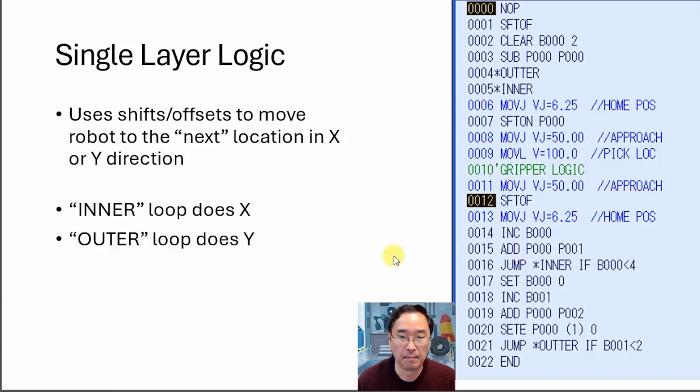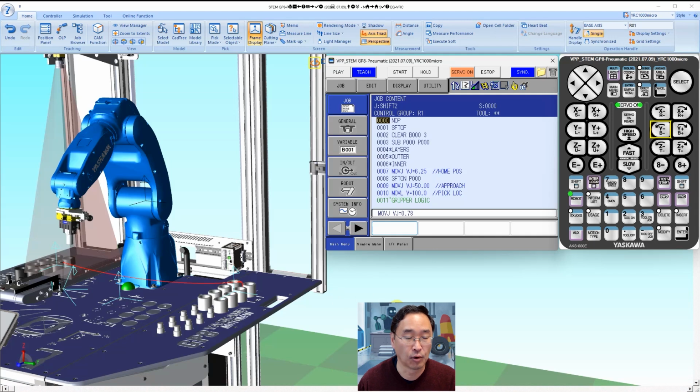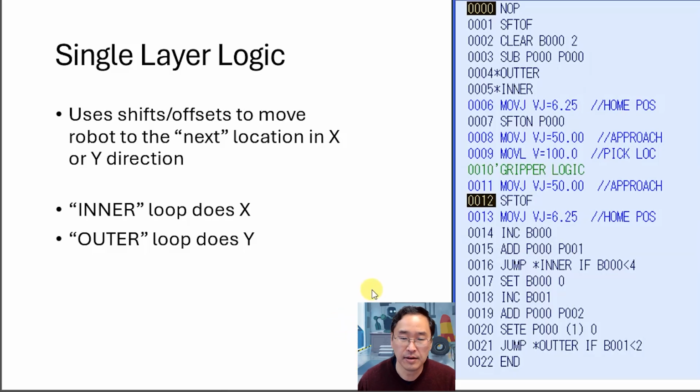You should be able to take what you've learned from this and the other video and apply it to the place side. As we know from the last video, we're using shifts or offsets to move the robot to the next location in the X or Y direction without having to move or teach each of those points. As I move from one point to the next, I've only taught this first point here. That's the power and advantage of using a shift instead of doing each individual point. In this logic, we have an inner loop and an outer loop, but before that, we do some housekeeping up top, as previously discussed.